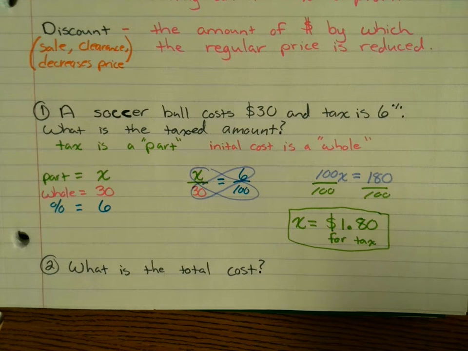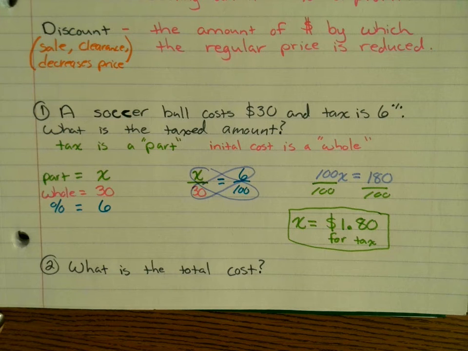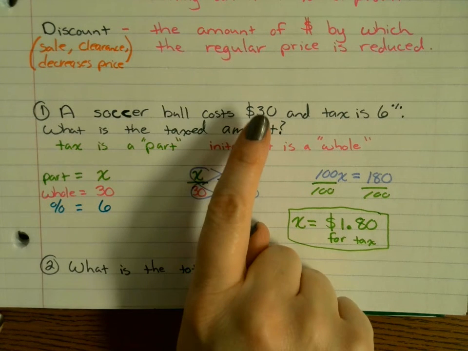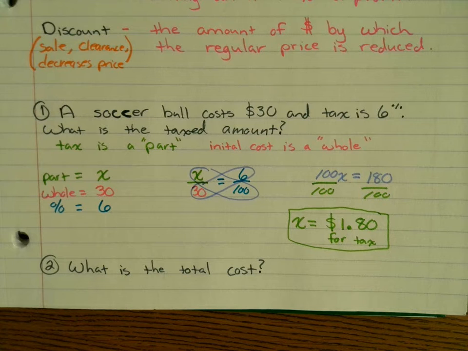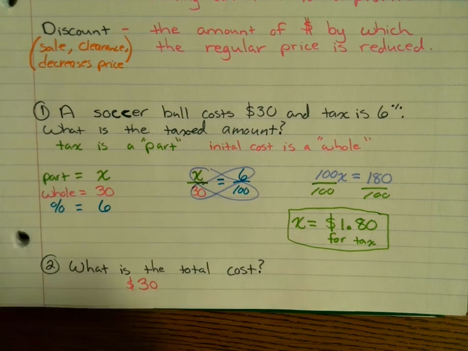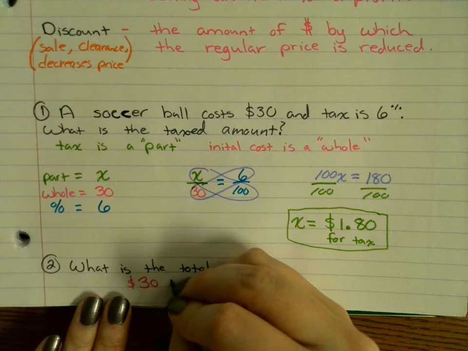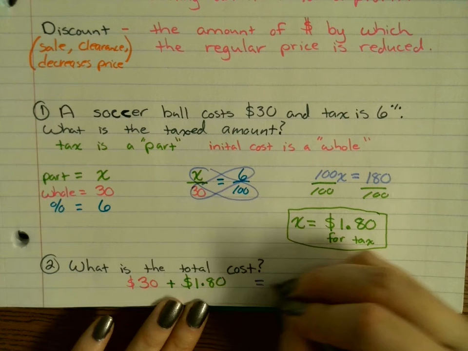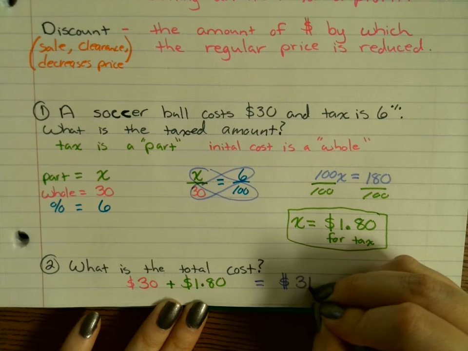Huh? Add. Add to what? You're going to add it to the initial cost, right? You're going to add it to the cost that the ball was. So the ball was $30. If you go to the shelf and you say, oh, here it says $30. Again, you're not paying $30. You are paying $30 and you are paying the tax. So you would then take your $30 and you are going to add the tax. So you're going to add the $1.80. So that means that your total cost is going to come out to $31.80.